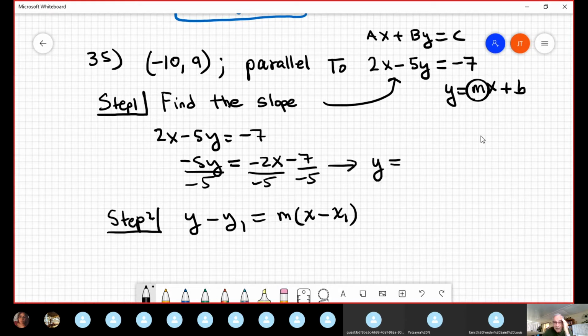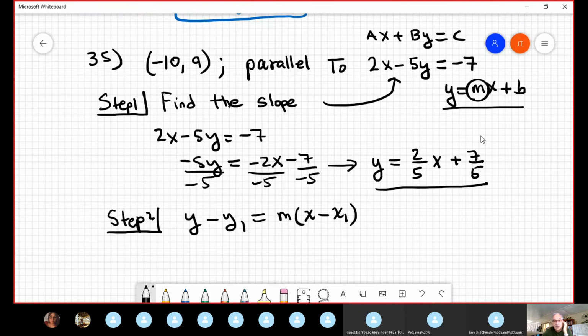We have y alone isolated: 2 over 5 positive, because negative divided by negative is positive. x plus 7 over 5. Okay, ready. Now the formula is expressed in that way. This is this. My question is, what is the slope in this equation? 2 over 5.